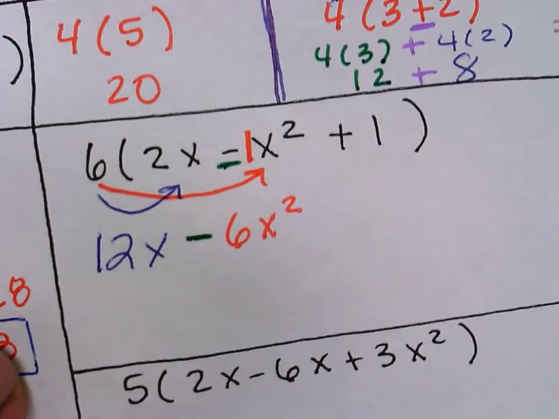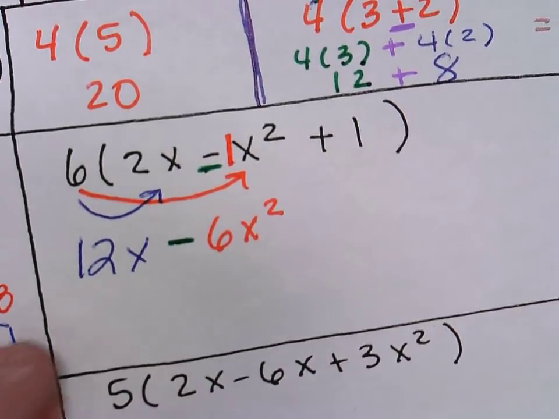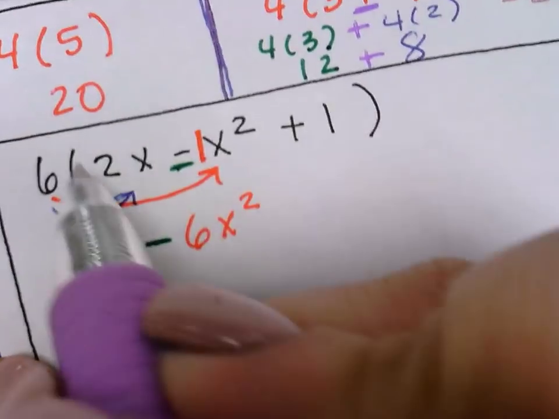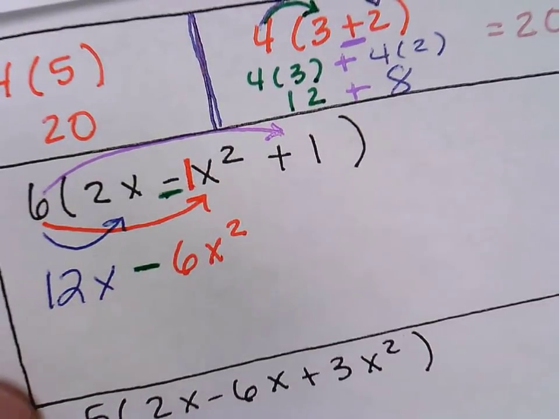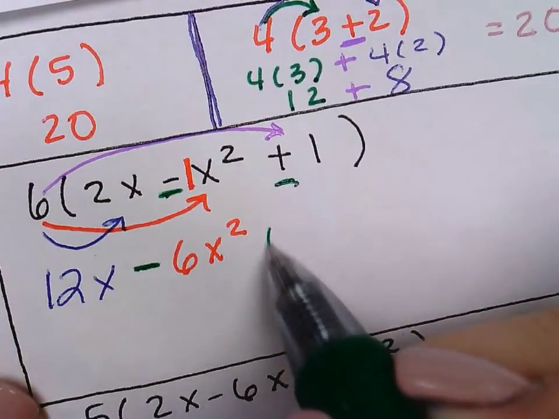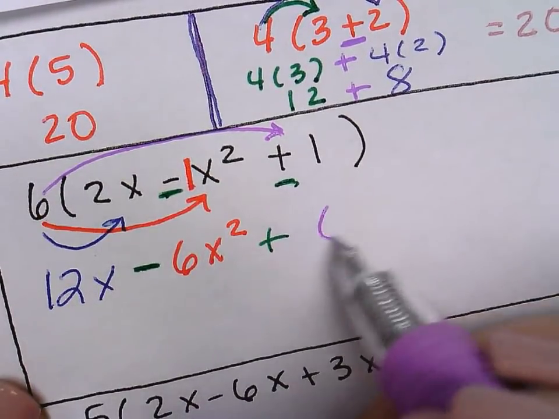No, excuse me. My light's turned off. And then you distribute that 6 to the final number, which happens to just be 1. Don't forget to bring down your symbol, plus, and 6 times 1 is just 6.